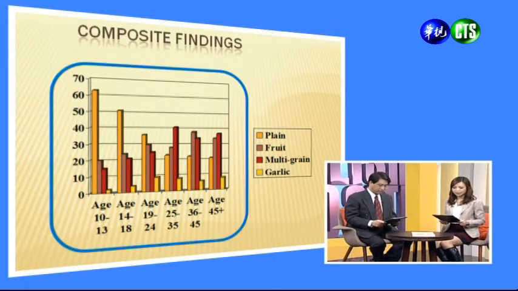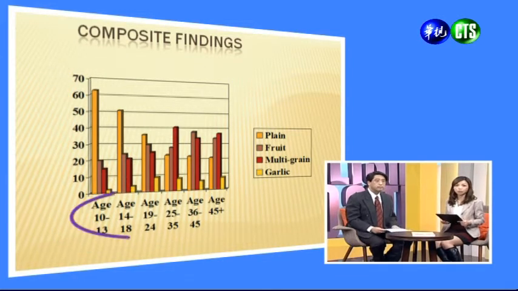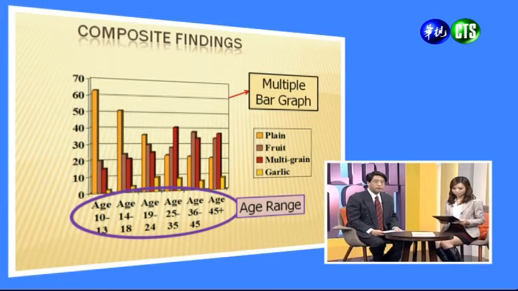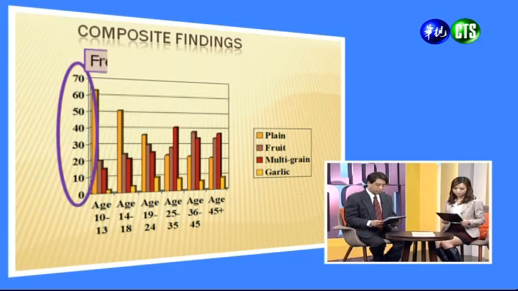And since there's information about 4 types of bagels in each age range, we can call this a multiple bar graph. You can see we also have information about frequencies along the vertical axis or up and down the side of the bar graph.